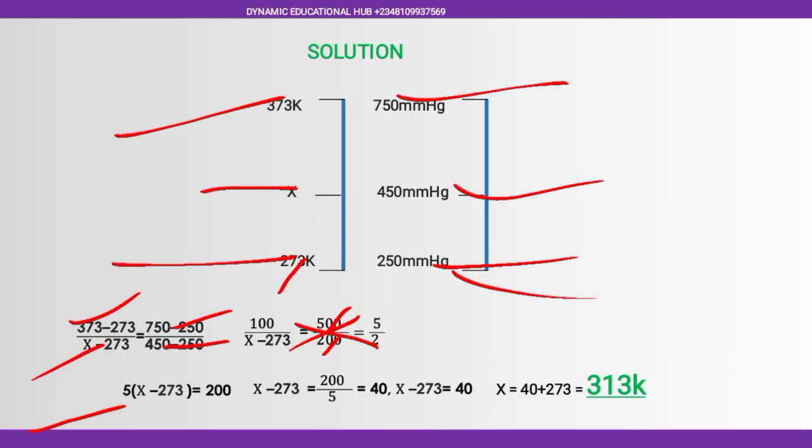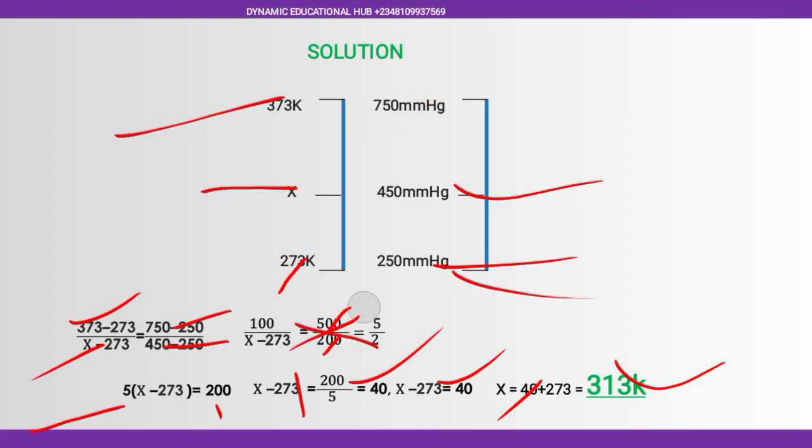This is equal to 2 times 100, that will give you 200. Go ahead and solve your question. Divide both sides by 5. If you divide both sides by 5, you are left with x minus 273 equals 200 divided by 5. And 200 divided by 5 will give you 40. x minus 273 equals 40. Go ahead and solve your question. x is equal to 40 plus 273. Then you get this here. So simple.